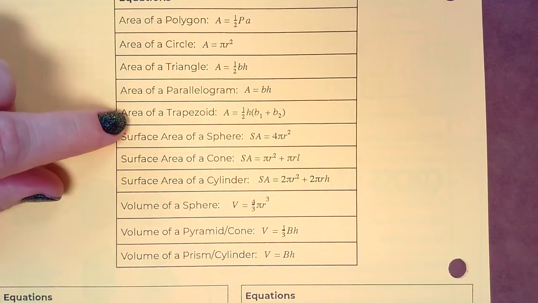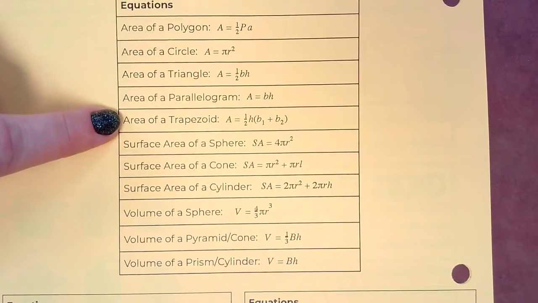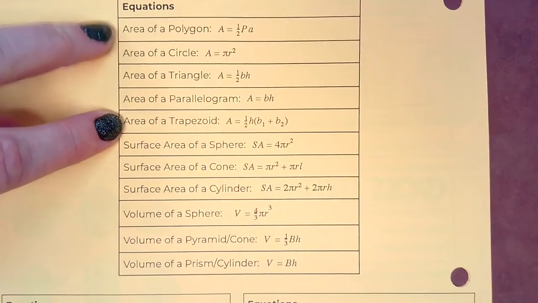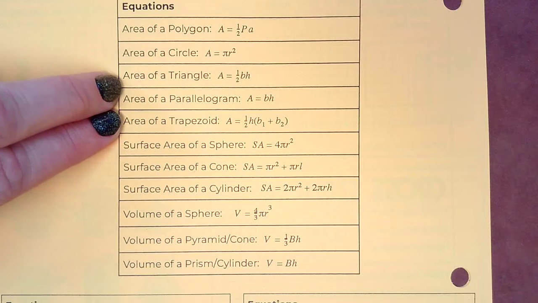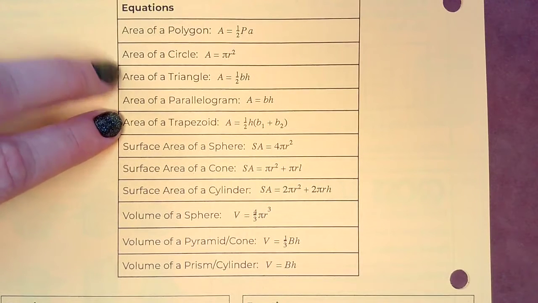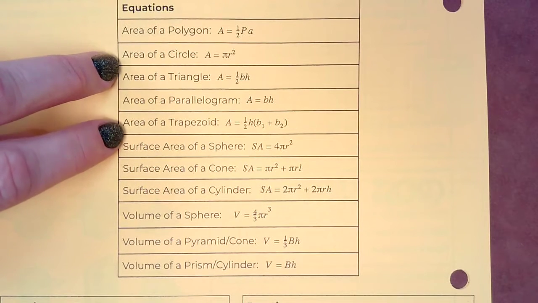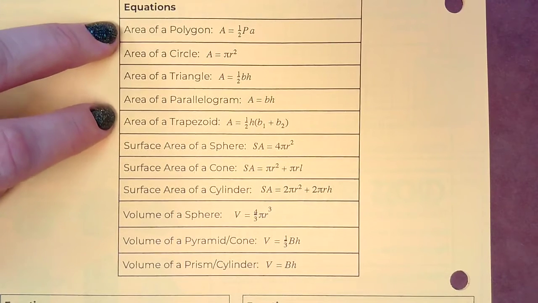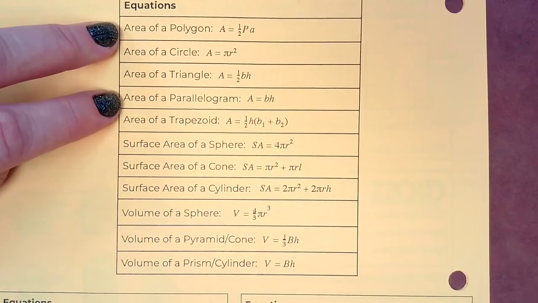Everything from my finger and above will be something that we learn today. So all of these areas. Most of them you already know, like area of a triangle, area of a circle. Area of a trapezoid, you should know that as well. The two new ones would be area of a regular polygon and area of a parallelogram.